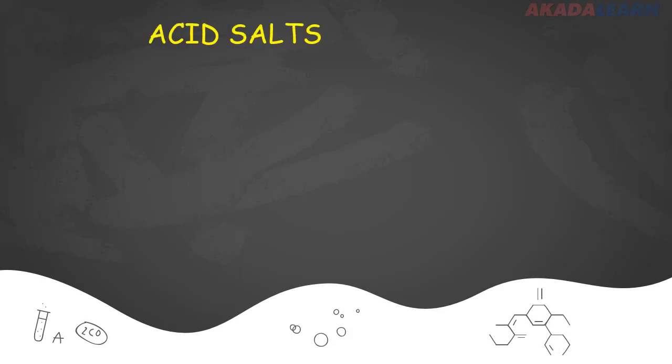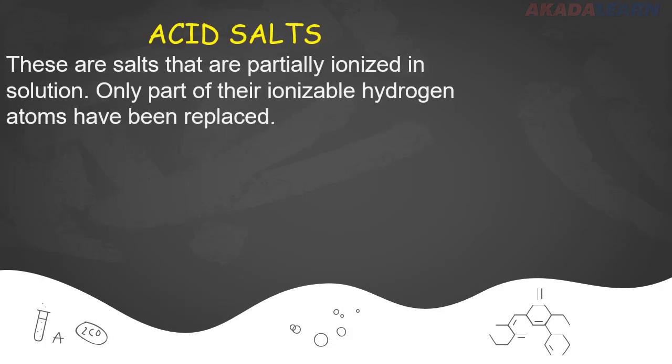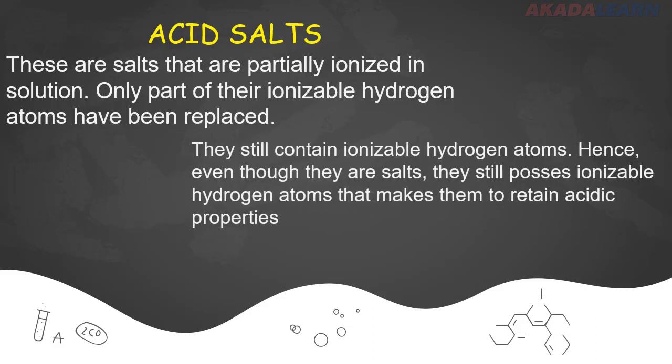The acid salt. These are salts that are partially ionized in solution. Only part of their ionizable hydrogen atoms have been replaced. They still contain ionizable hydrogen atoms. Therefore, even though they are salts, they possess all the properties of an acid. They can turn blue litmus paper red. All the properties of an acid, they still contain it.